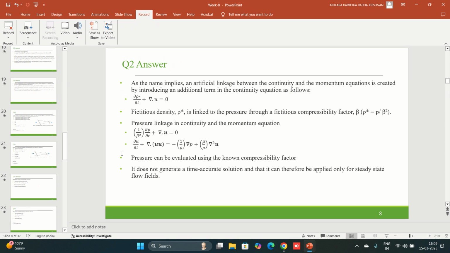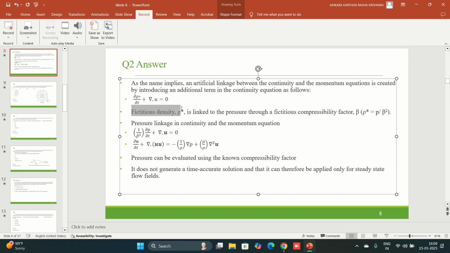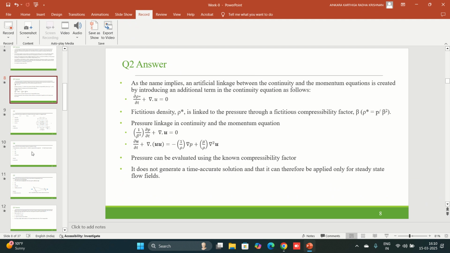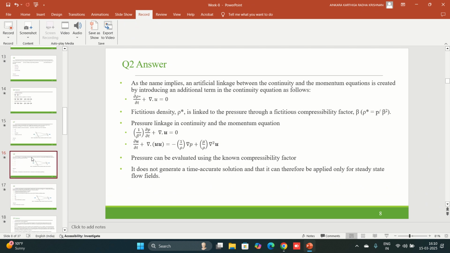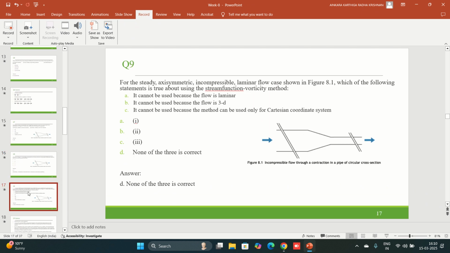So this is how we do it in the artificial compressibility approach, wherein we introduce the additional fictitious density term in the continuity equation, and therefore provide a linkage between the continuity equation and the momentum conservation equation. So now the pressure can be evaluated using the compressibility factor, and it does not generate a time accurate solution. Therefore it can be applied only for steady state problems. So these are the things for the artificial compressibility approach.